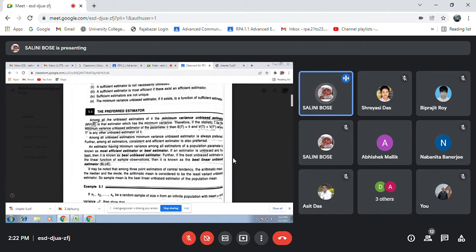So if the statistic T is the minimum variance unbiased estimator of parameter theta, then the expected value of T is equal to theta, that is unbiasedness, and obviously minimum variance. That means the variance of T will be less than the variance of T star. So this is the condition we should prefer for the estimation.